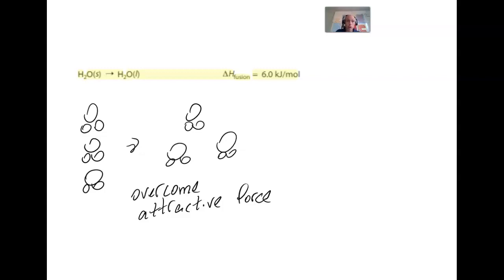And if in that case you're overcoming an attractive force, because all particles, molecules are attracted to each other, that is going to require an input of energy, which is why in this case the delta H is positive. And the fancy term for melting in chemistry is fusion. So this is the heat of fusion, or the enthalpy of fusion.